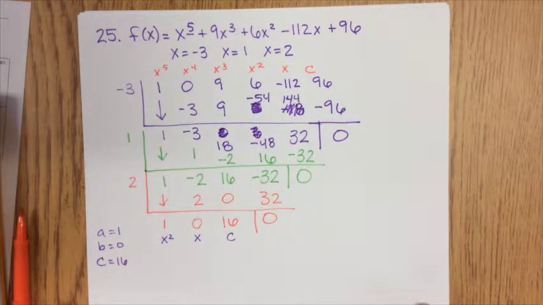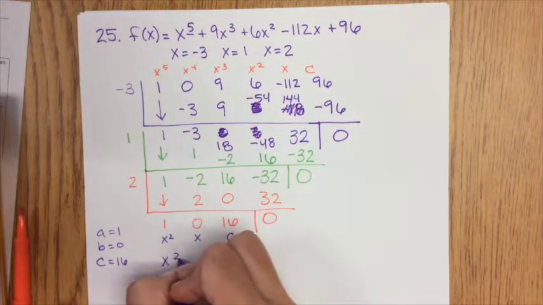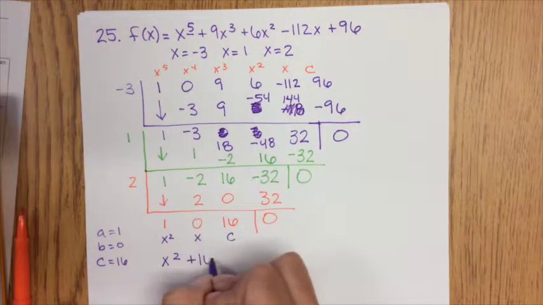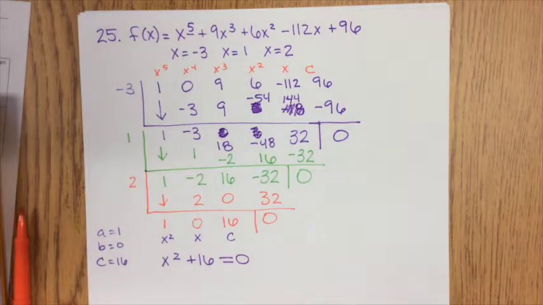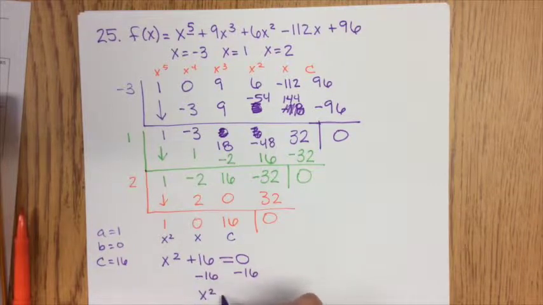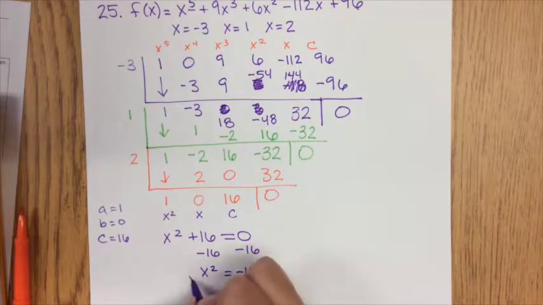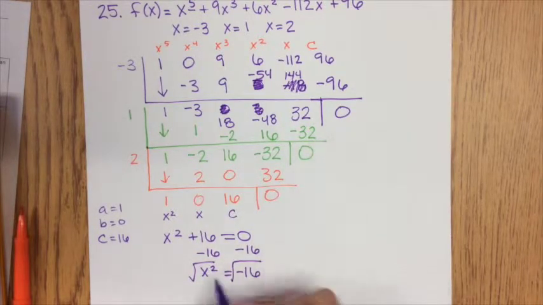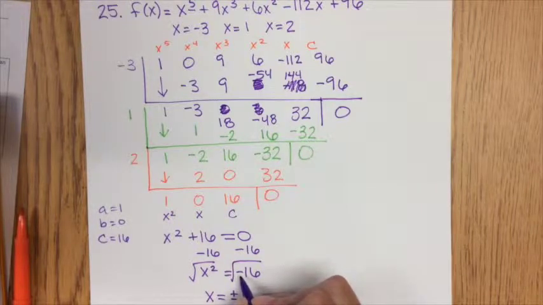If you want to do quadratic formula, it does not matter to me. I always like to put it in the quadratic to see if I can solve it this way, and I can. So minus 16 from both sides. So I have x squared equals negative 16. Square root. So x equals plus or minus. If it's a negative, there's an i. Square root of 16 is 4, so plus or minus 4i is your answer.